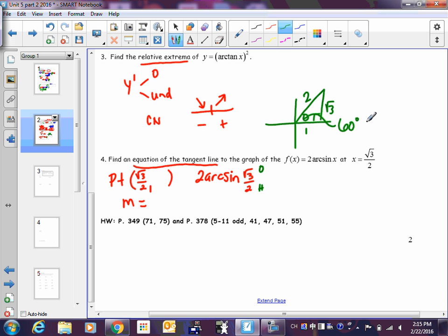All right, now we need to be in radians in this class. So what is 60 degrees in radians? Pi over 3. Okay, so 2 times pi over 3, or I'm going to just go ahead and write it as 2 pi over 3. That's my y value.